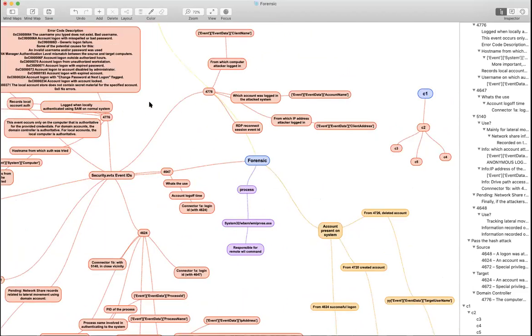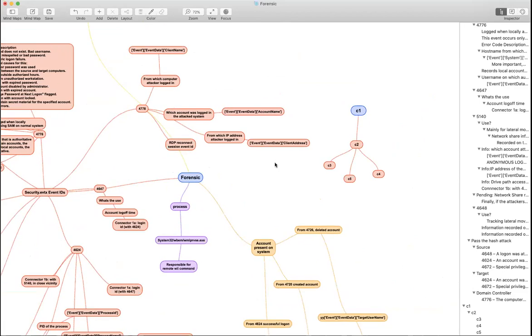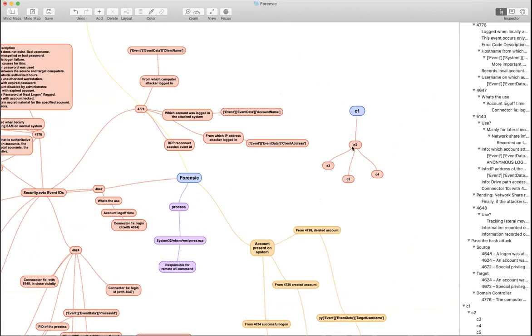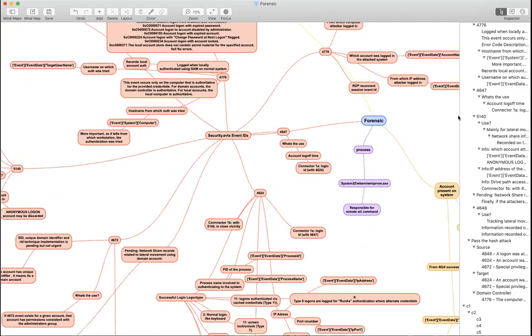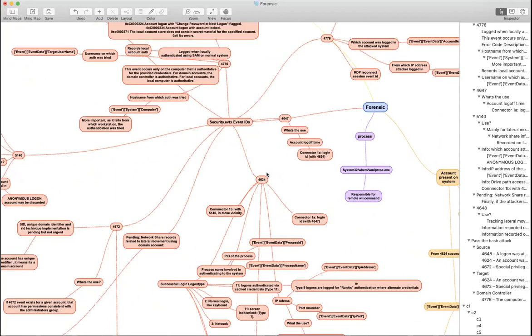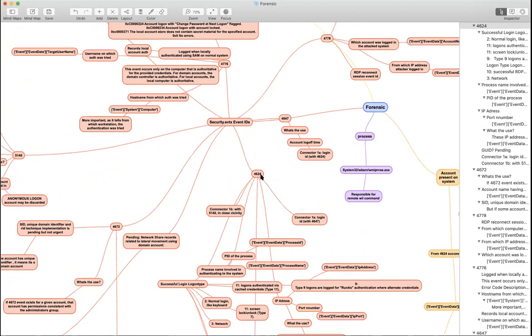Okay, so the first thing is to know where it came from. From C1, you have to see this event, which is the 4624 event. In the event log, there is a file existing in the C drive, Windows, System32, winevt folder, and there will be a folder called Logs. Inside that, you will get a Security.evtx file.